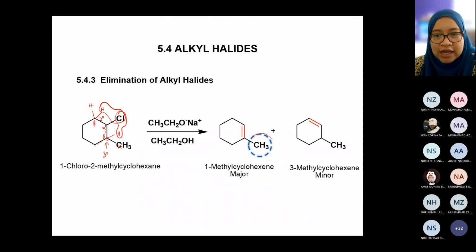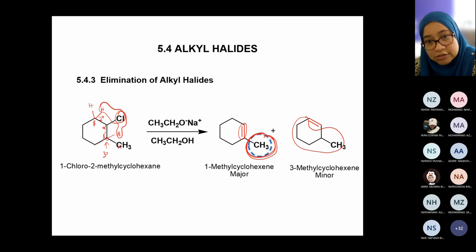Sebab apa? Sini kita ada satu substituents, satu alkyl group. But for this one, kita tak consider ni lah. Sebab dia, this carbon, dia consider sebagai as a whole lah. But this one sebab dia double bond kat sini kan. So this carbon has this substituent. Okay, has this substituent. So yang ni dia dah kira dia punya keluarga dia sendiri. Dia tak dikira sebagai substituents.